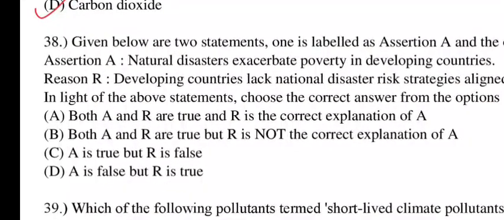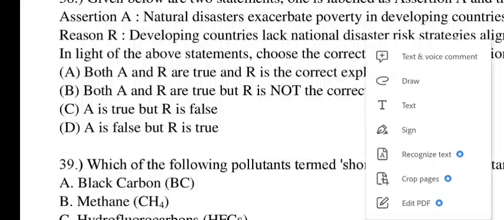These are the options for you. I will not read all the options. Let me give you the correct option. That will be number C: A is true but R is false.